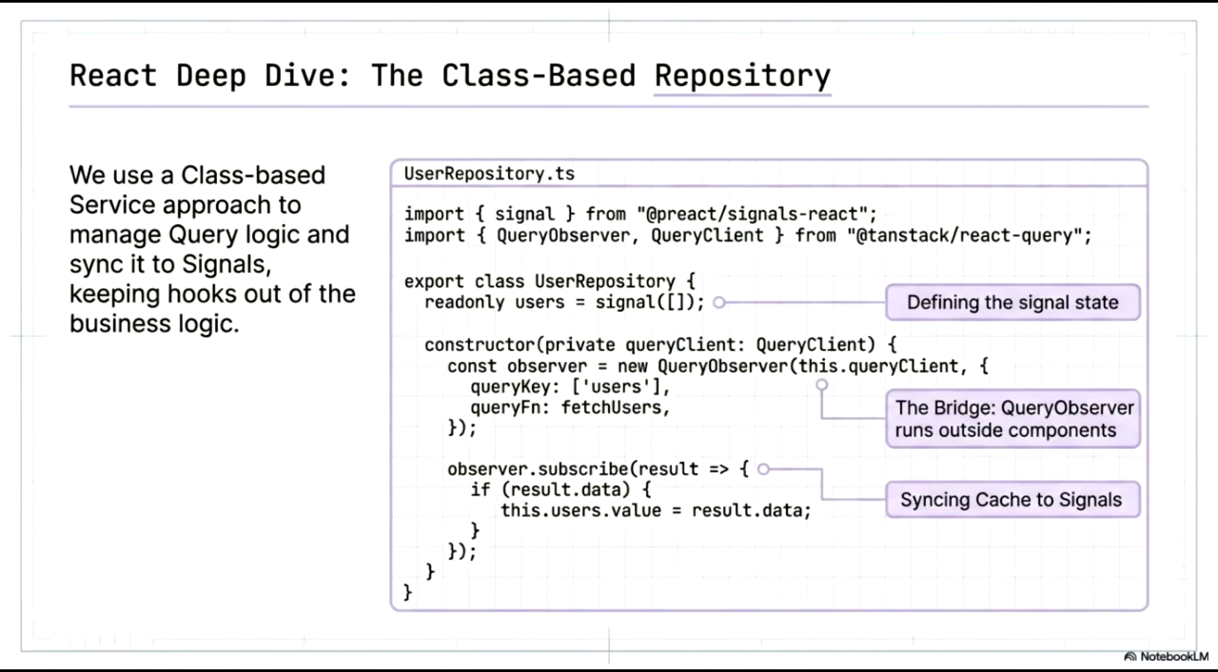The final step in this pattern is the synchronization process. By subscribing to the observer, we listen for any updates within the React Query cache. When new data is received, it is immediately pushed into our signal by updating its value. This pattern ensures that our state remains reactive and up-to-date, while maintaining a clean separation between data management and the UI layer.